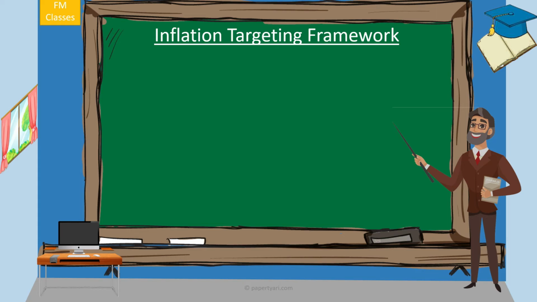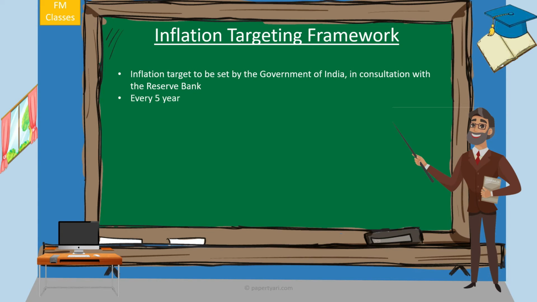So moving on to the next topic, that is the inflation targeting framework. In 2016, RBI adopted the inflation targeting framework. According to this framework, the inflation target is set by the Government of India in consultation with RBI. And this inflation target is set every 5 years. Last time in August 2016, when this MPC was constituted, the CPI target was set to 4% with a tolerance limit of 2%. So accordingly, CPI should lie between 2% and 6%.